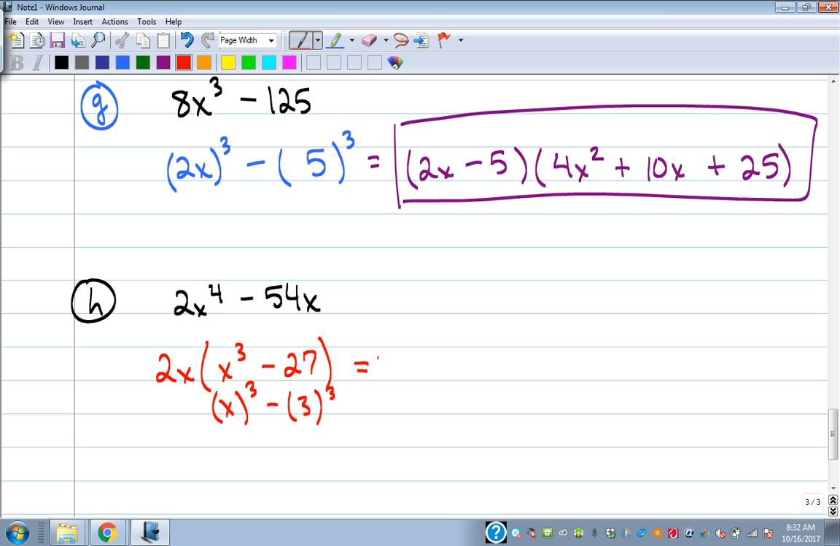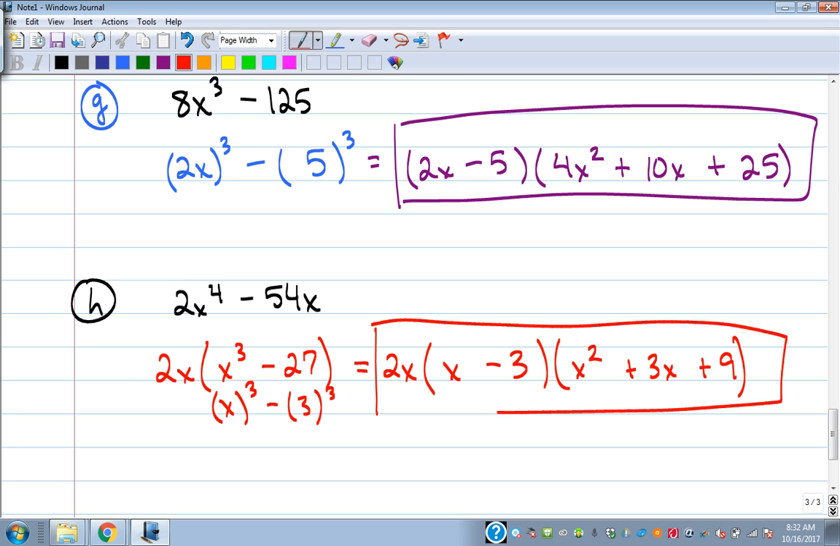All right, so the factored form here, we got the 2x we pulled out in the front to begin with, and then we got a short piece and a long piece because we know it's a difference of cubes. What's the short piece for this difference of cubes? X minus 3. Good. What's the long piece? X squared plus 3x plus 9. Didn't need to be that long.